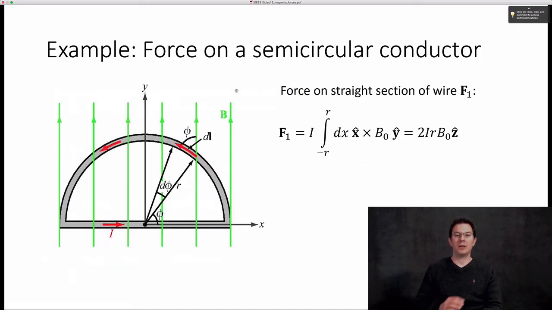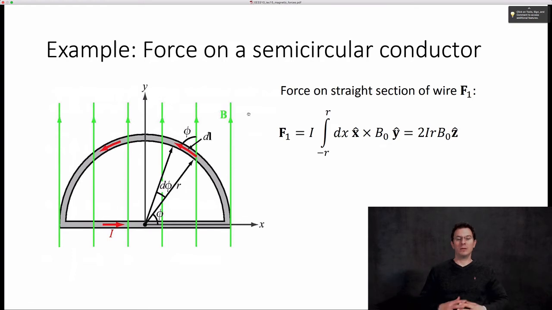Well, let's look at an example here. Let's determine the force felt by a semicircular conductor, basically just a wire that's been bent into a semicircle, in the presence of a magnetic field, here denoted by B. How much force does this wire, this semicircular conductor, feel due to the magnetic field? We're going to assume that the wire is carrying a current capital I.